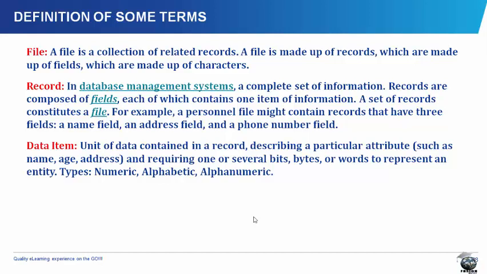For example, a personnel file might contain records that have three fields: a name field, an address field, and a phone number field. Let's understand this using files in our normal offices.